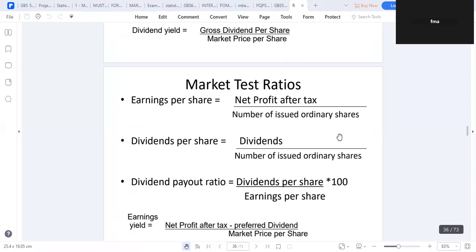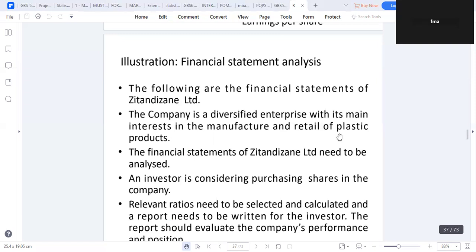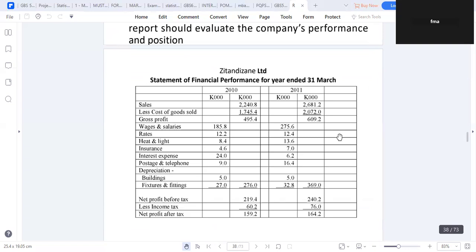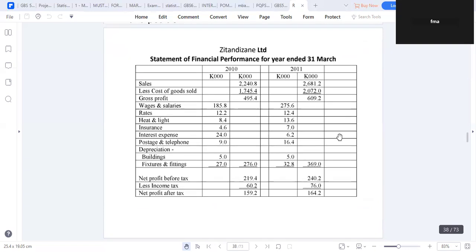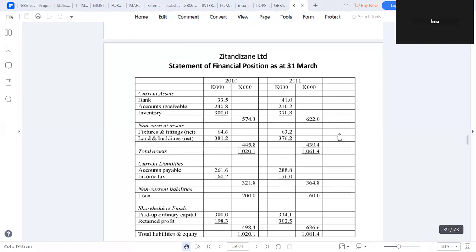So we'll go to our example. We're looking at Zeni, a company dealing in retail plastic products. It needs to be analyzed by investors considering purchasing shares there. They've given us their statements to analyze for them. This is the statement of financial performance for 2010 and 2011, and this is our balance sheet. We're asked to analyze and make a report.